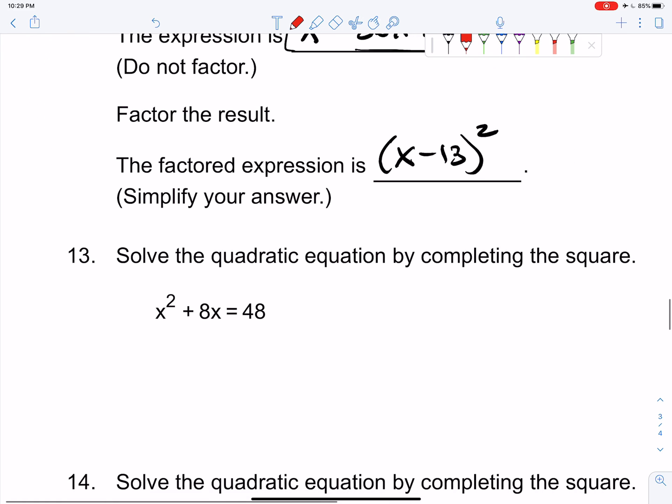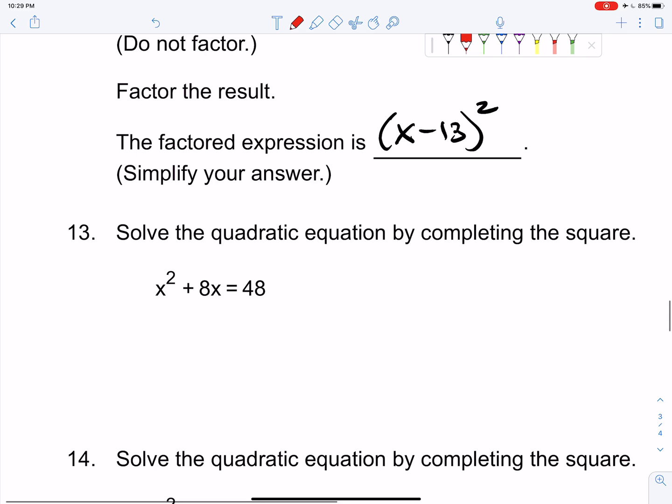Okay, so let's take a look here. At least it simplifies that procedure we just showed. Solve the quadratic equation by completing the square. All right, so number 13. Now, I do want to say something here. They are telling us we must do this by completing the square, which is a new technique.